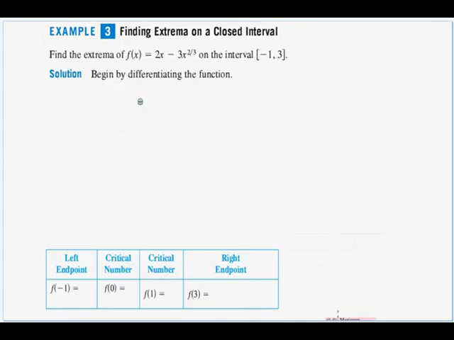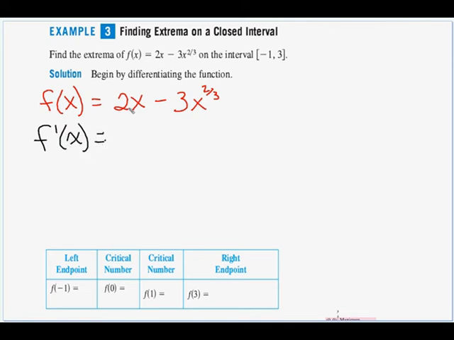Example 2. Now our function is f of x is 2x minus 3x to the 2/3. And our interval is -1 to 3. So we begin by differentiation. F prime of x.